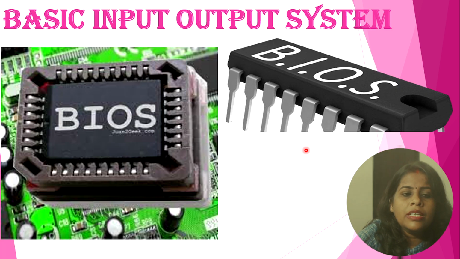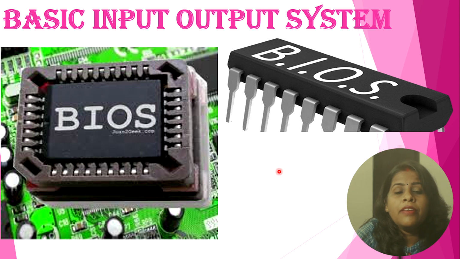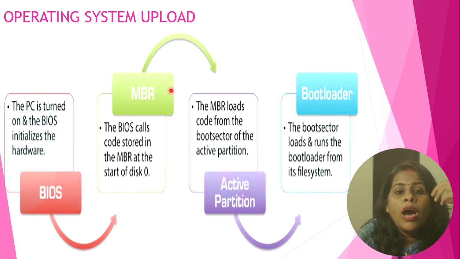Okay, now come to the next point. When we power on the computer, what happens? Basic Input Output System, BIOS, will be loaded. It is just a chip. You can see here BIOS is a chip. You can also see another image, a side view, and this is the top view of the BIOS, basic input output system. This will load and it will allow you to load the operating system. Then the operating system will load.